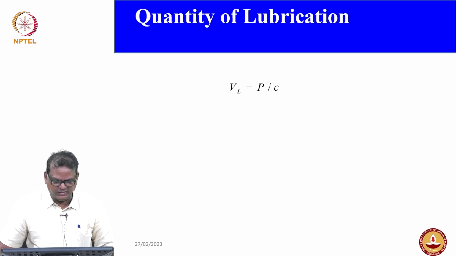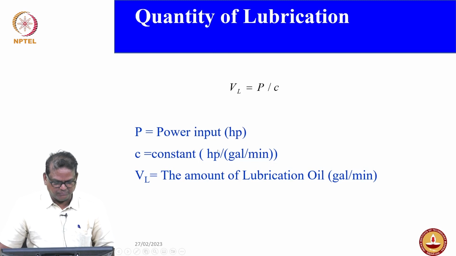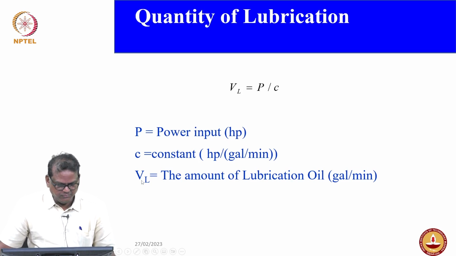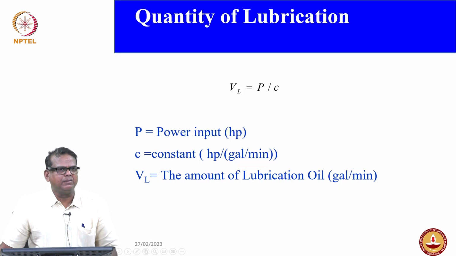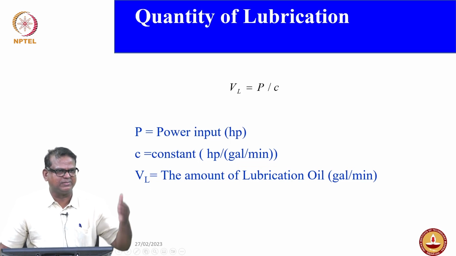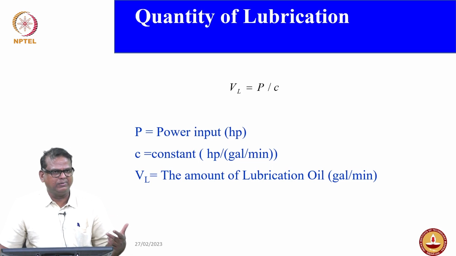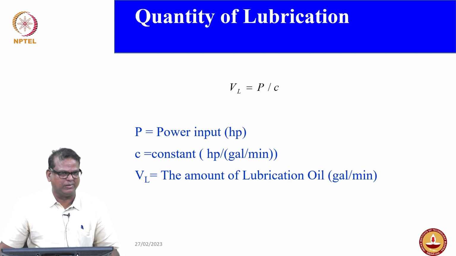So this is the standard equation: VL equals P by C, where P is the power input in horsepower and C is a constant. I will tell you what that means. VL is the amount of lubrication. Okay. For example, we have gearboxes in various applications, starting from machine tools to automobiles. Even space applications can be there.